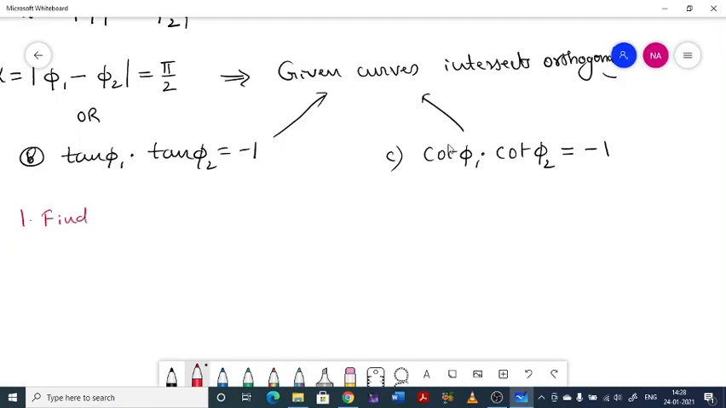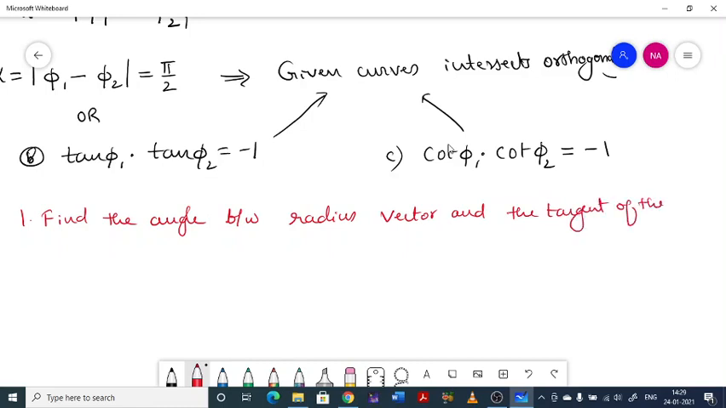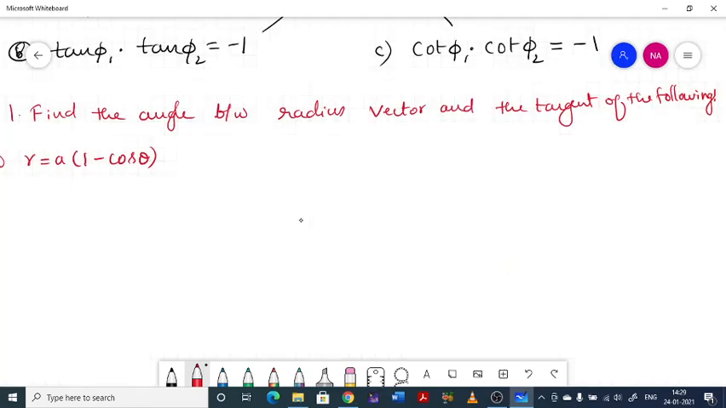Find the angle between the radius vector and the tangent of the following. Okay, first one, r equal to a times of 1 minus cos theta.